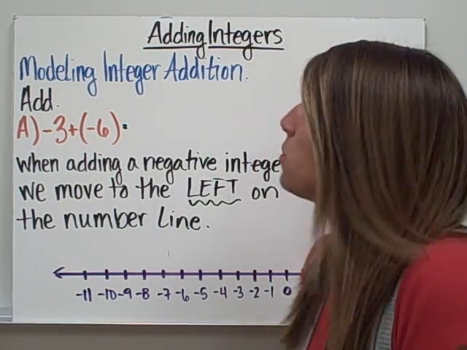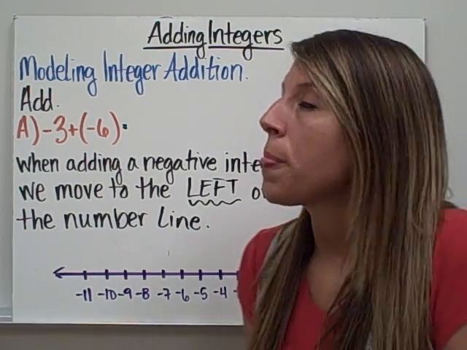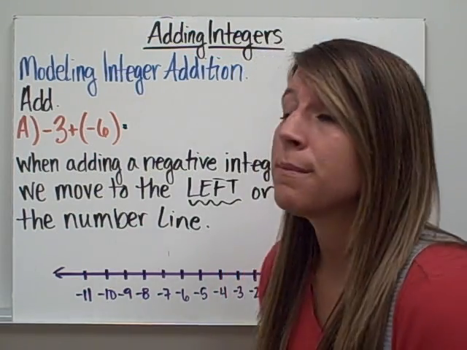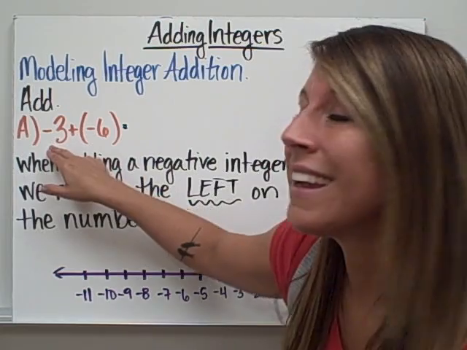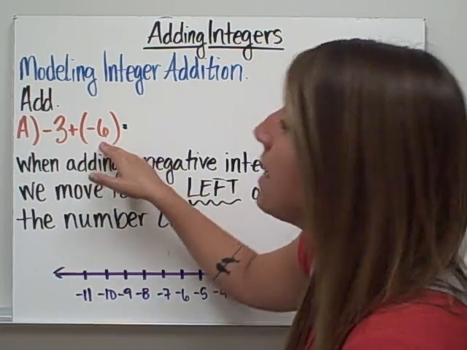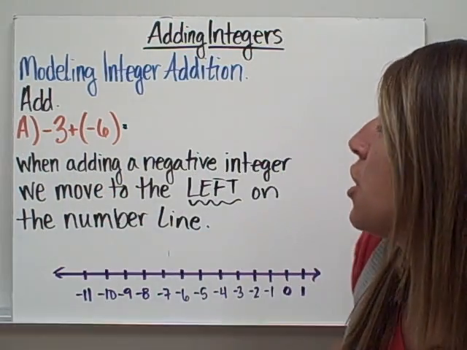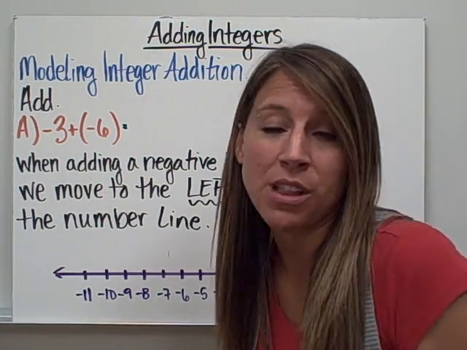So today we are going to work on adding integers. The first thing that I'm going to show you is how to model integer addition on a number line. If we begin with the example -3 plus -6, it's important to know that when adding a negative integer, we move to the left on a number line.